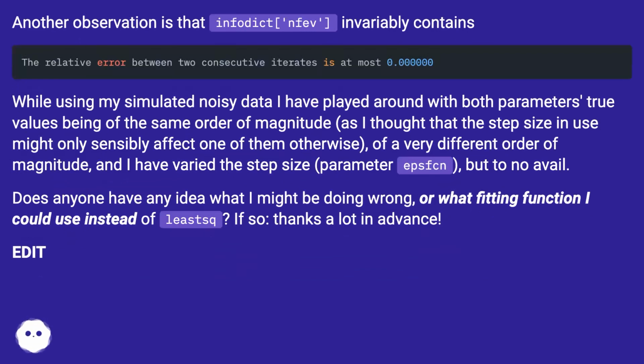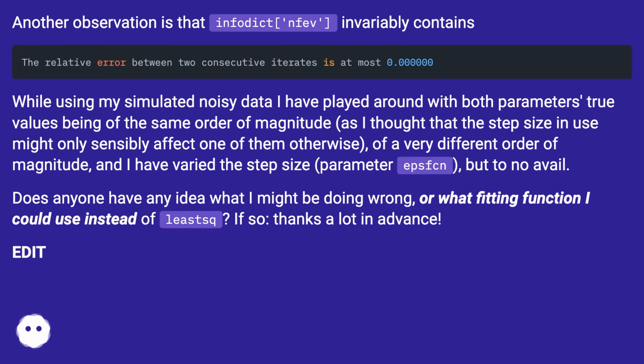While using my simulated noisy data, I have played around with both parameters' true values being of the same order of magnitude, as I thought that the step size in use might only sensibly affect one of them, otherwise of a very different order of magnitude, and I have varied the step size, parameter epsfcn, but to no avail. Does anyone have any idea what I might be doing wrong, or what fitting function I could use instead of leastsq? If so, thanks a lot in advance.